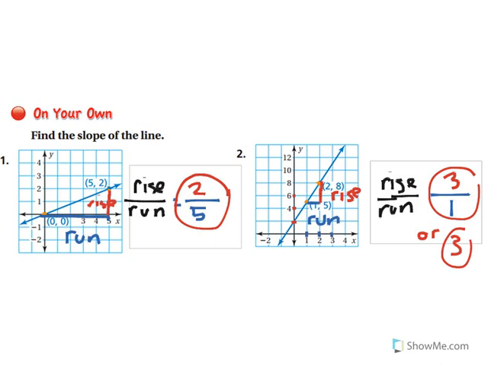By the way, which number is a bigger number? 2/5, or 3 over 1, 3? What's a bigger number, 2/5 or 3? Well, our bigger number is 3. Which of our two lines is steeper, number 1 or number 2? And you can see in this, number 2 is the steeper line. So again, the bigger the slope, the steeper the line. All right, let's move on.